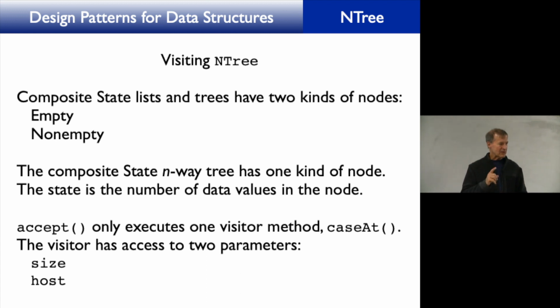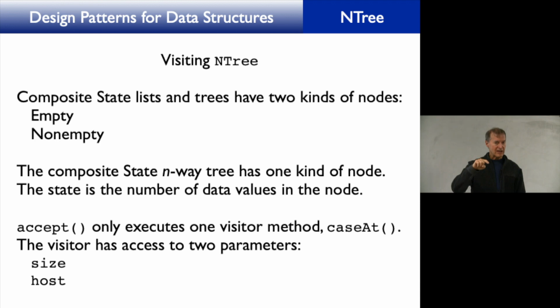There's just going to be one case. There's only going to be one visitor method, which is called case_at. And what you will have accessible to you in every situation is host and size, where size is the number of data items in the data vector. Do you see what I mean?